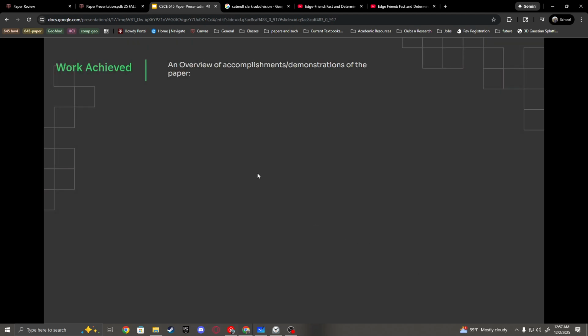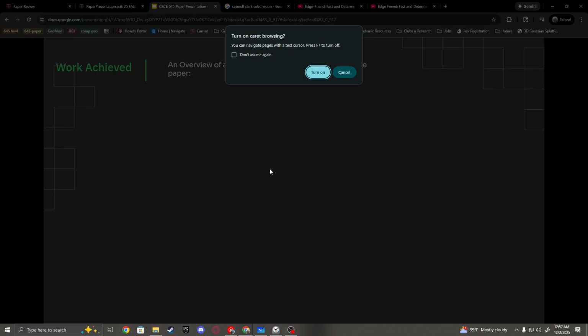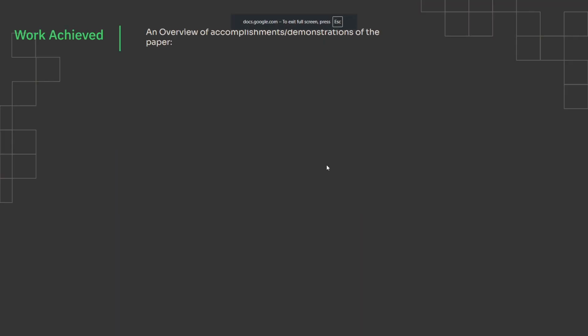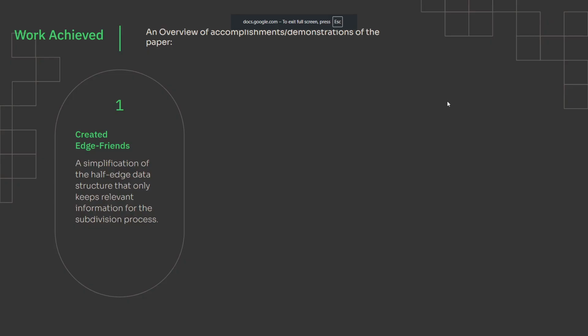So yes, as he has discussed here, some of the work that they have achieved in this paper is they've created Edge Friend, which is basically a simplification of a half-edge data structure that only keeps relevant information about the subdivision process. There are some key details. We'll get to that later.